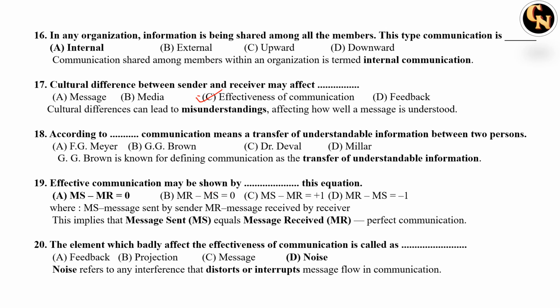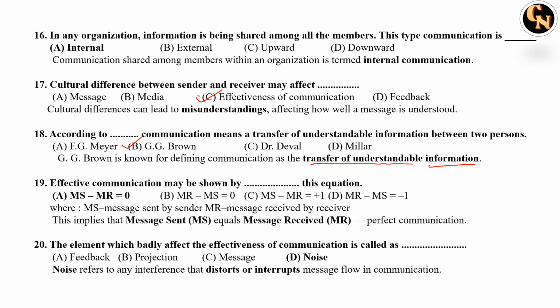Next is, according to dash, communication means a transfer of understandable information between two persons. So this was basically given by G.G. Brown. G.G. Brown says that according to him, the definition of communication is nothing but the transfer of understandable information among two persons. Okay, so the correct option is B.